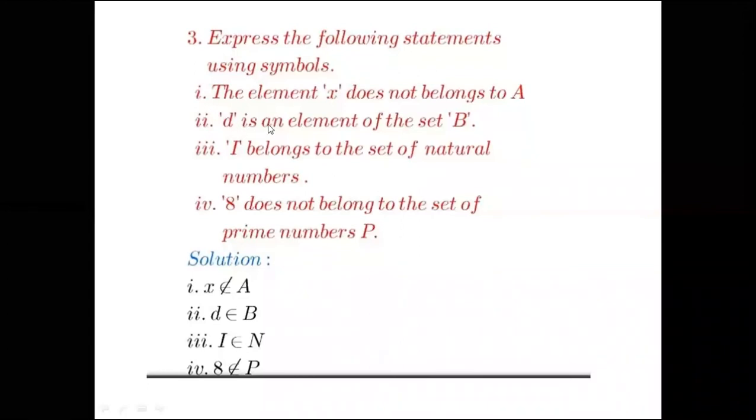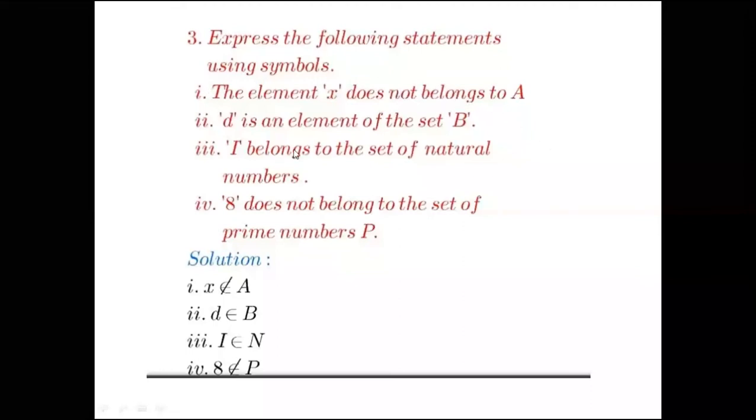Next, D is an element of the set B. D is an element of the set B. Which symbol do we have to write here? It is an element in that set, so which symbol will we write? Belongs to. We'll write the symbol as belongs to.